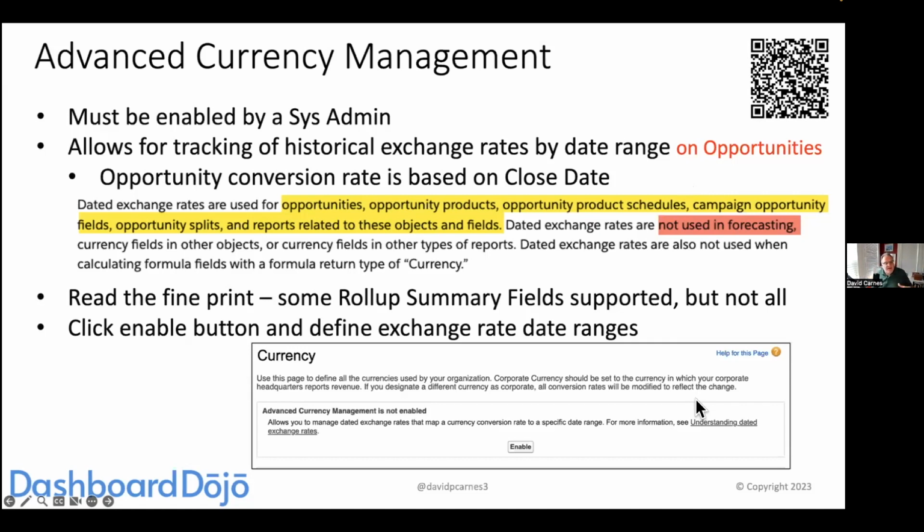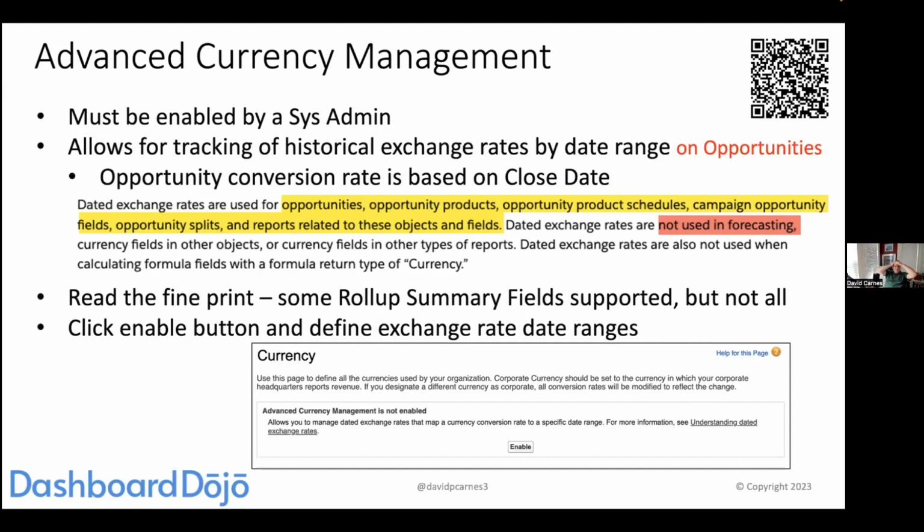So here's some of the fine print. It says dated exchange rates are used for opportunities, opportunity products, opportunity product schedules, campaign opportunity fields, opportunity splits, and reports related to these objects. However, dated exchange rates are not used in forecasting. So typically with forecasting, you're looking ahead at the future, but you can look back in time, and it's not going to use the dated rates. It's going to use today's rates. And this is one sort of caveat.